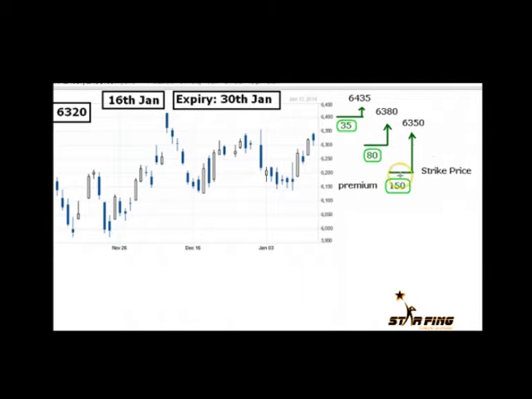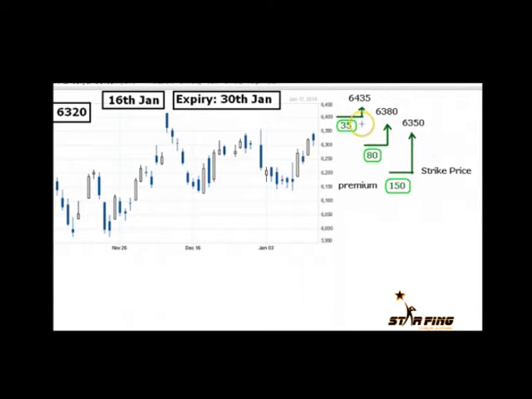And the 6200 call option I've marked as green, because everything I'm talking about in this chart is a call option. So the 6200 call option premium is currently 150 rupees. The 6300 call option is currently at 80 rupees premium. The 6400 call option is at 35 rupees premium.